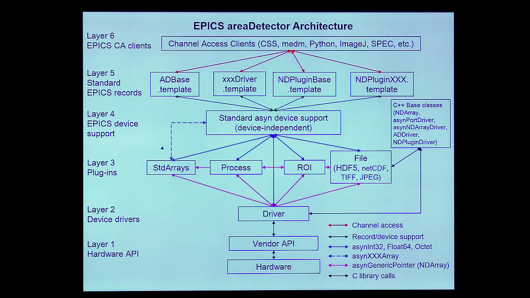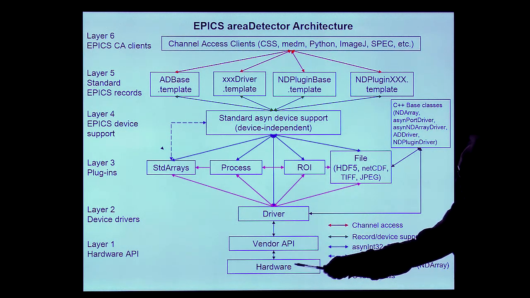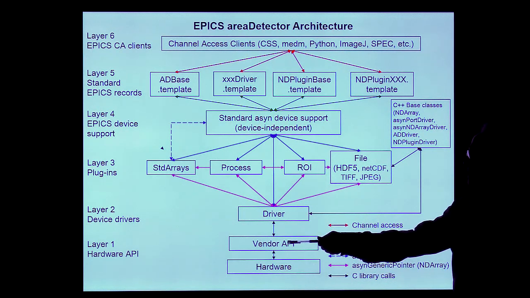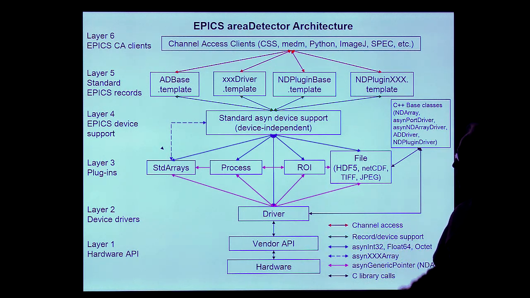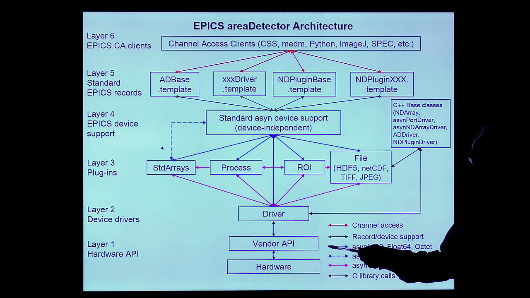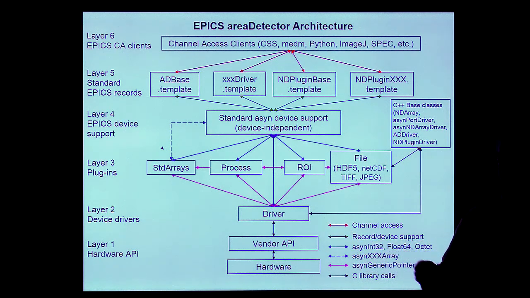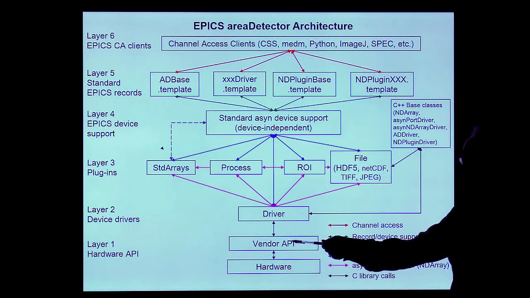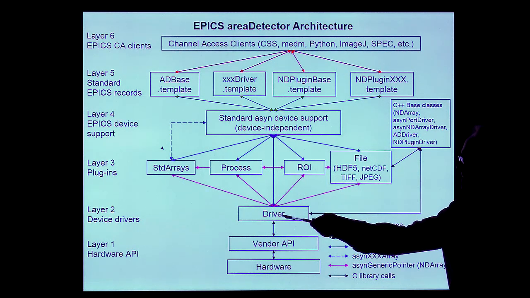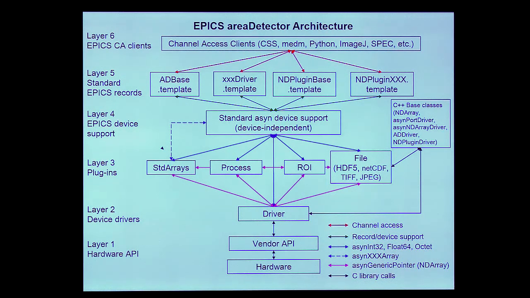Okay, so this is a diagram of the structure of it. I'll just go through it quickly. So somewhere down here you got your hardware. At some level above that, there's something you got from the detector vendor. It could be a library, a Windows DLL or a Linux shareable library. It could just be a socket protocol. This is how you talk to this detector. But there's something you get from the vendor. This is the area detector driver that needs to be written for a particular detector.